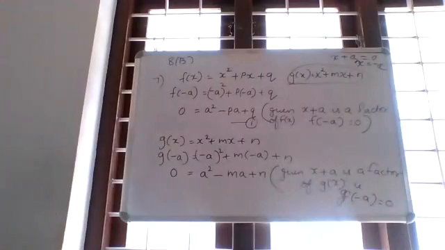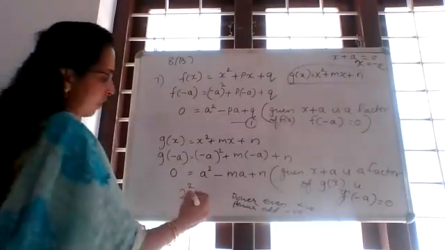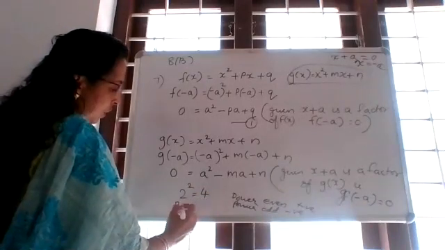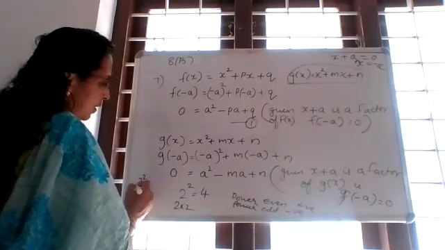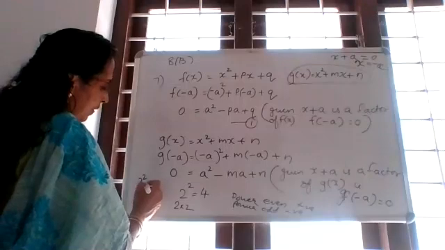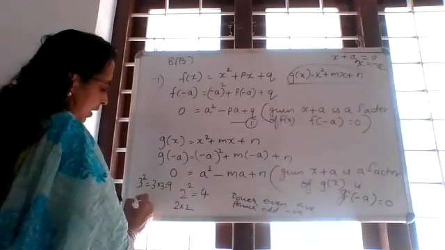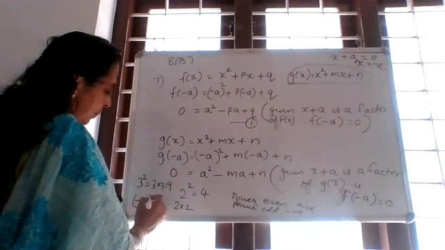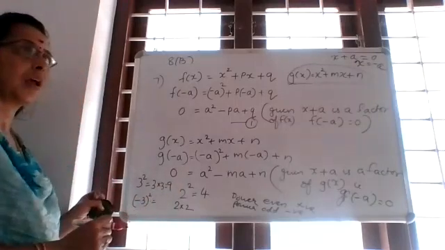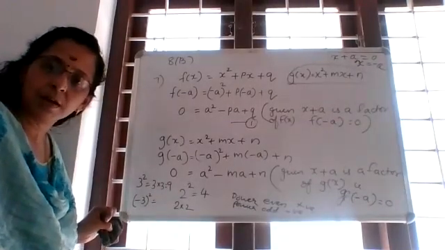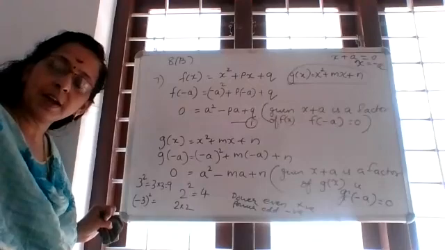Up to this understood? 2 square is 4. From where you got that 4? 2 into 2. 3 square is what? 9. That is 3 into 3 is equal to 9. Negative 3 square is what? 9. 9 only, no. Is it negative 9? No. How you got that 9?